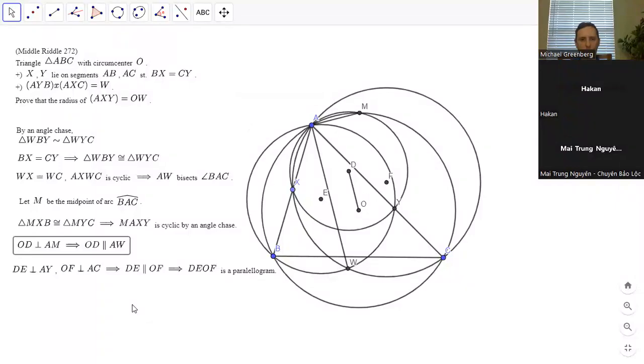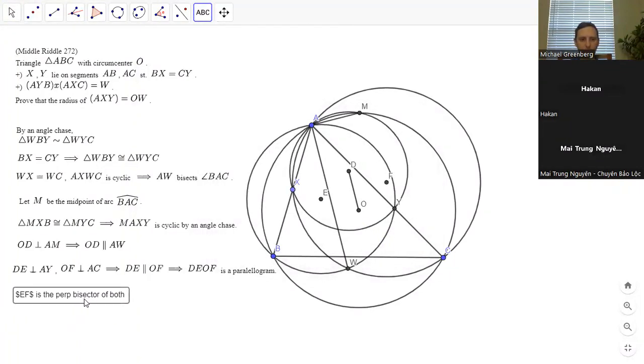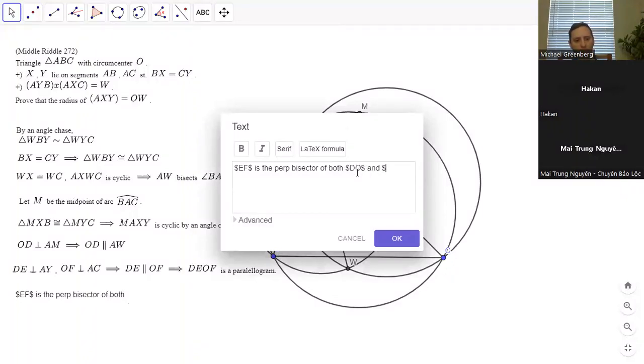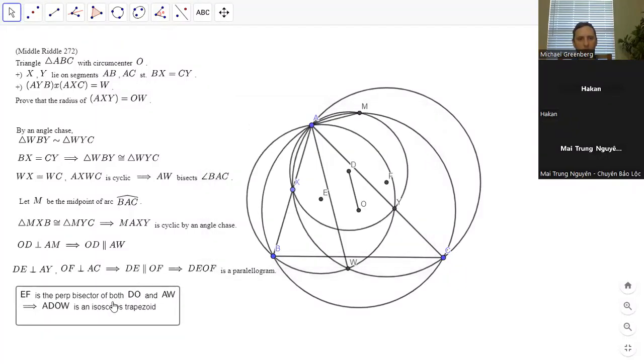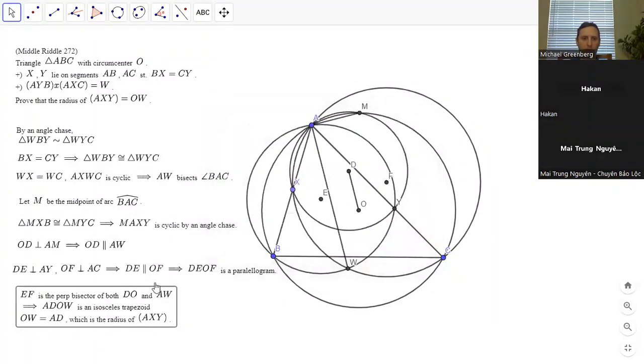Okay. So EF is the perpendicular bisector of both DO and AW. And that implies that ADOW is an isosceles trapezoid. And that implies OW equals AD, which is the radius of AXY. All right, sounds good. So thank you guys. I like how we show this is a parallelogram. A lot of cool things in this proof.